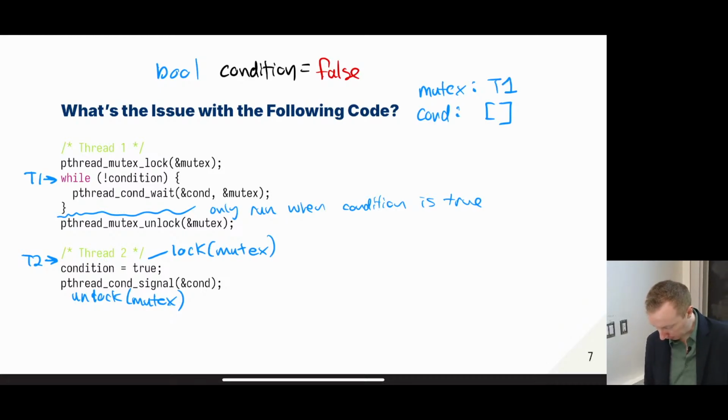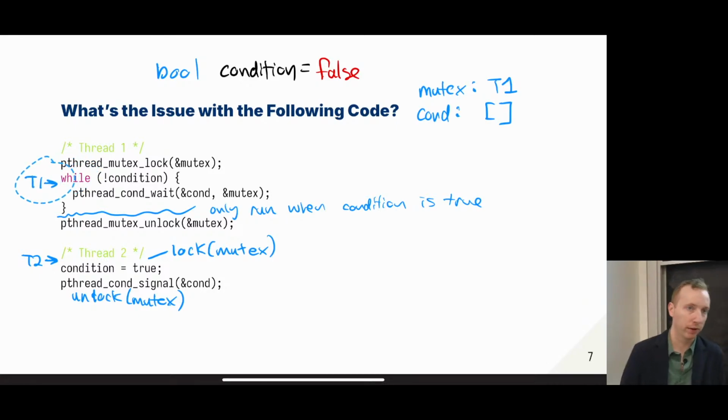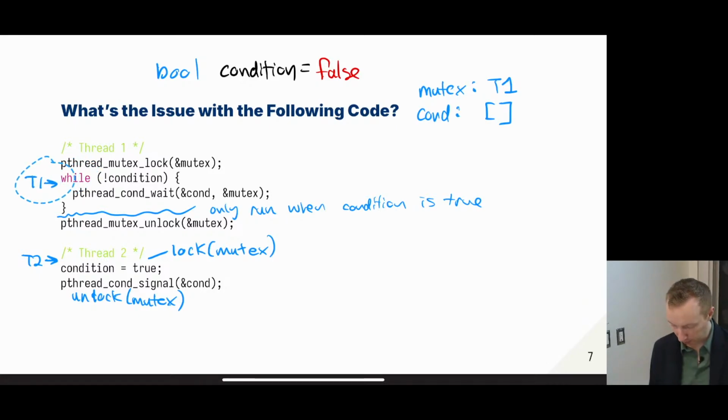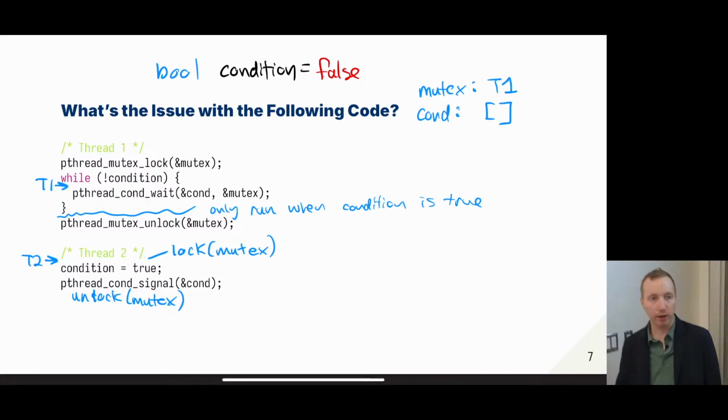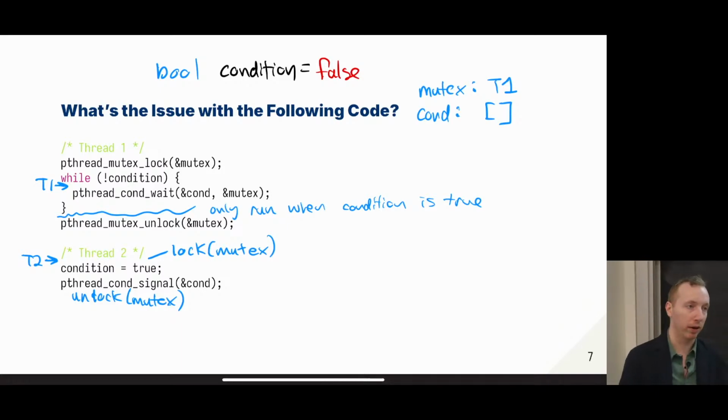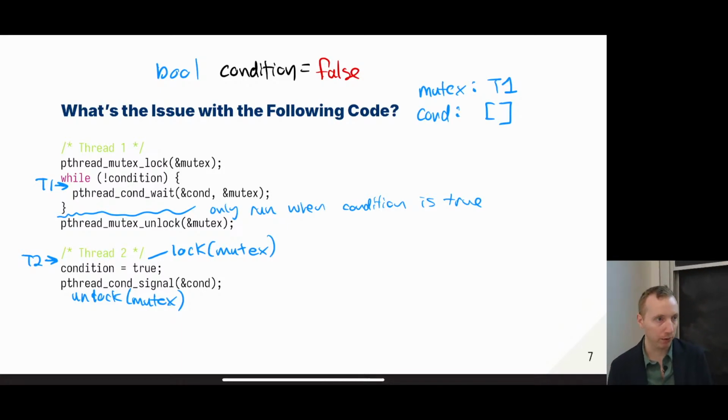Then it would check the condition. Okay, so that's like a memory read of the condition. It's false, so that's not true. So it would go into the body of the loop. And then at this point, right before it executed the con wait is where we had the issue before. So now what happens if we context switch over to thread 2?